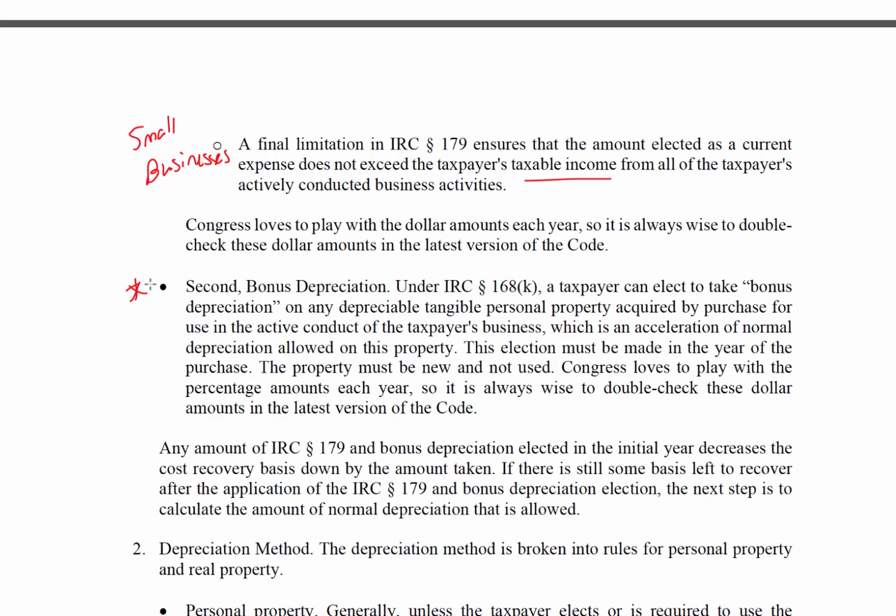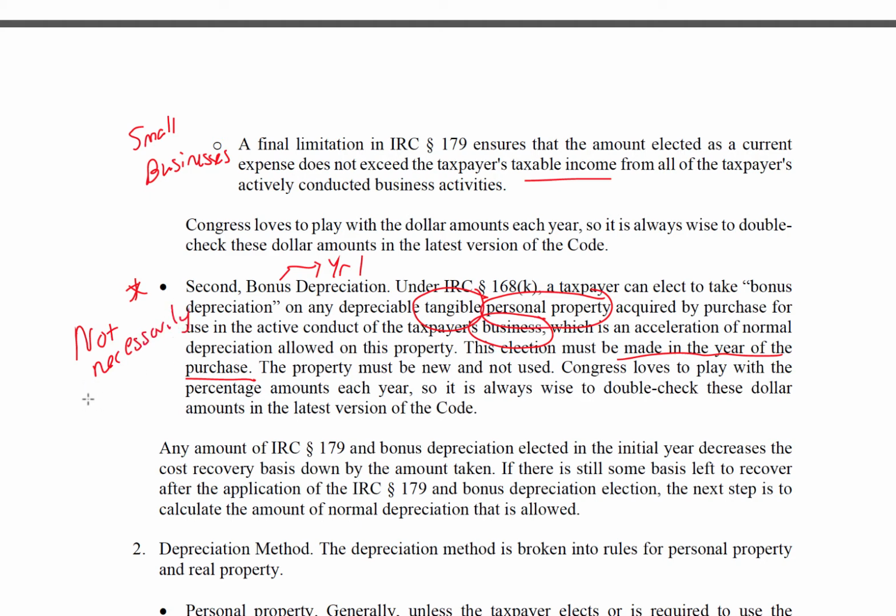Now, some key distinctions between Section 179 and bonus depreciation under 168K. Similarities: they both apply to tangible personal property that is used in business, so they have to have business use. It has to be made in the year of the purchase, so the first year. So this is, again, year one. Now, this one is not necessarily for small businesses. It can be large businesses too.